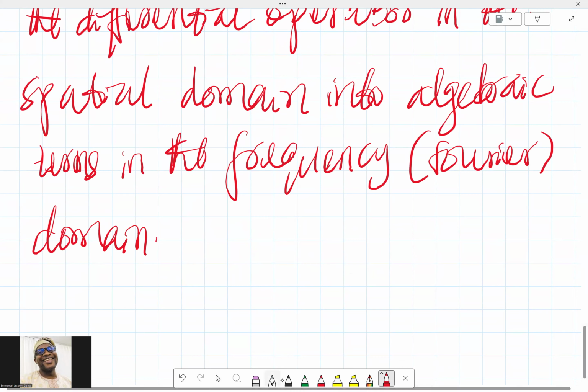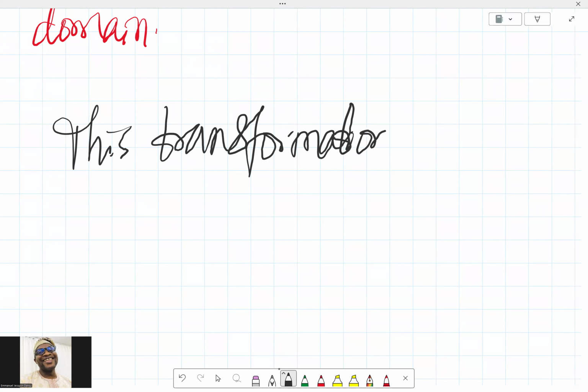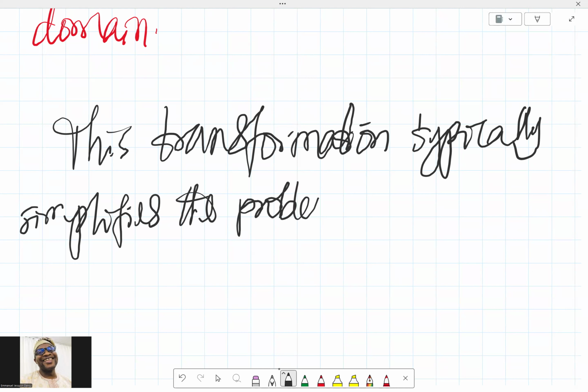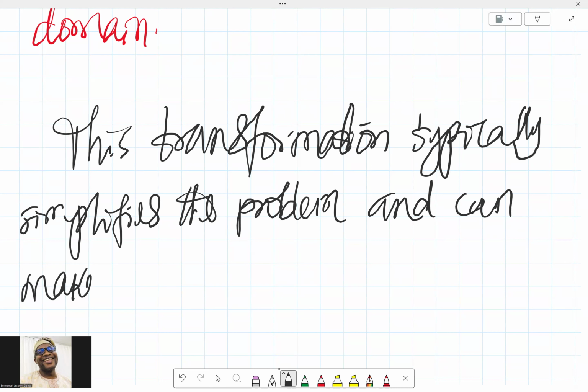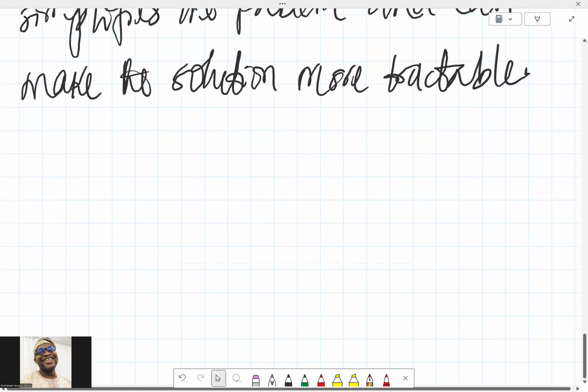This transformation helps a lot. It typically simplifies the problem and can make the solution more tractable. Okay, so let's go for the first example.